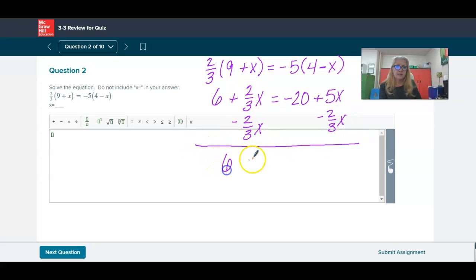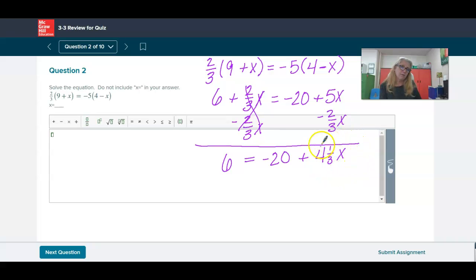That gives me 6 on the left, and this is gone now. And I have negative 20 over here. And 5 minus 2/3 is positive 4 1/3 x. Okay. Now it's a two-step equation.